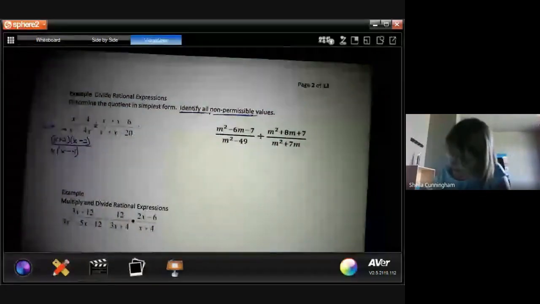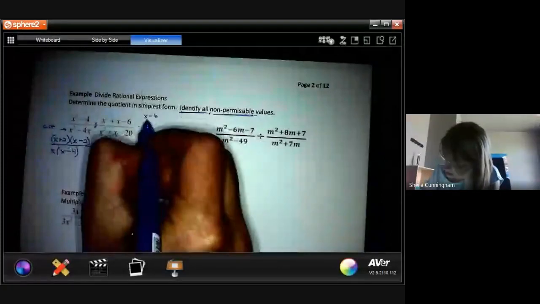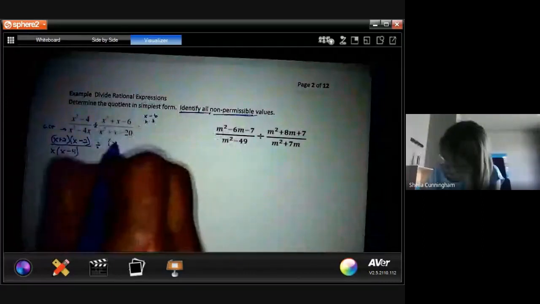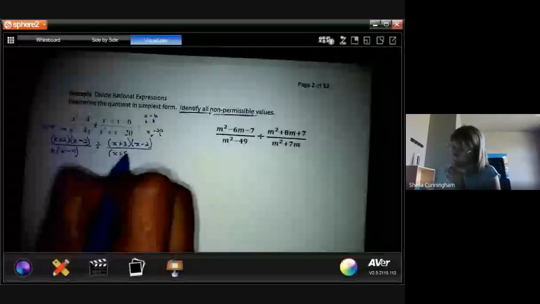And then in my second rational, I've got x squared plus x minus 6. Same thing, I need something that multiplies out to a negative 6, adds up to a positive 1, which should be x plus 3, x minus 2. And in the bottom, I need something that multiplies out to a negative 20, adds up to a positive 1. So in that case, I think we're going to go x plus 5, x minus 4.